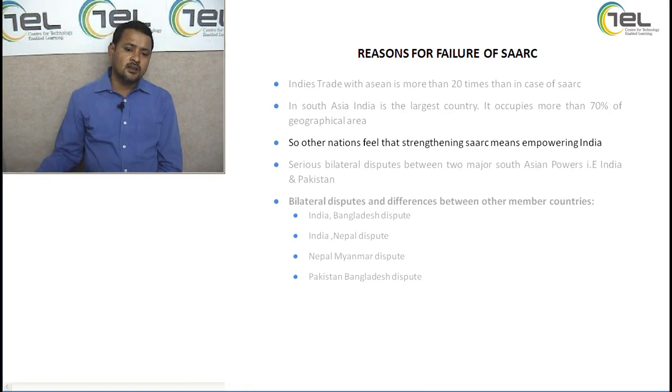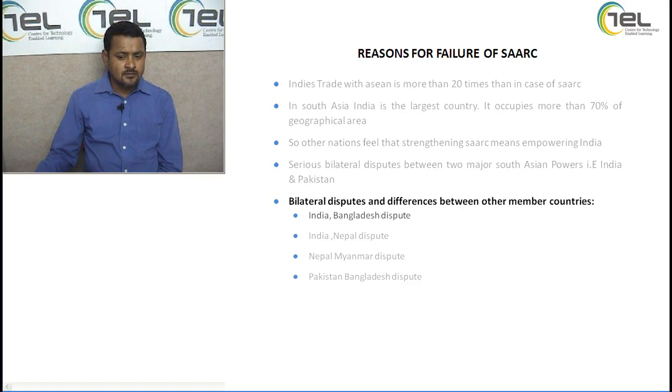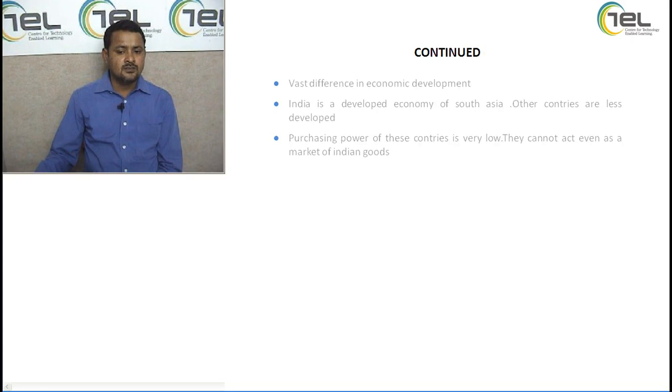But there are serious bilateral disputes between India and Pakistan, two major South Asian powers. Serious disputes regarding economics, regarding terrorism. Bilateral disputes and differences exist between India and Bangladesh, India and Nepal, India and Pakistan, Nepal and Myanmar, and Pakistan and Bangladesh. So lots of disputes exist between all these countries.